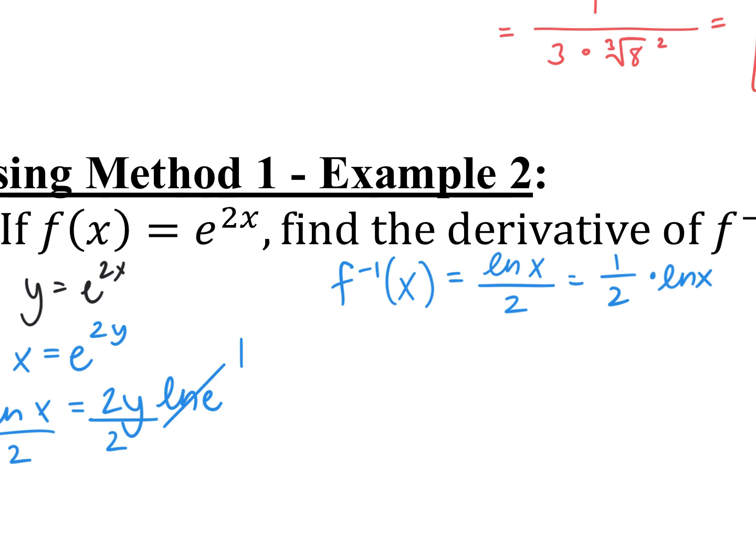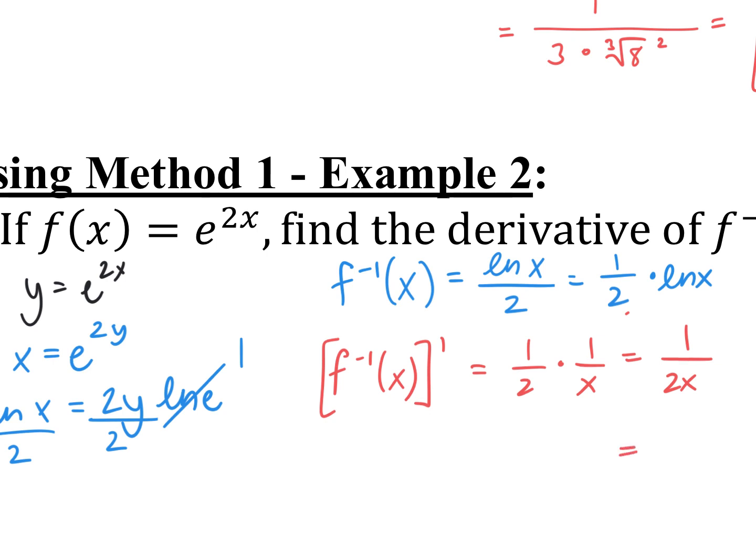So now I have the inverse. I want to find the derivative. So I need to find the derivative of that function. Well, what's the derivative of natural log of x? 1 over x, right? And this coefficient, just that number, stays with it. So it's actually going to be 1 over 2 times 1 over x, which just equals 1 over 2x. So that is my inverse derivative function. And if I'm evaluating at 3, I can plug in 3, and I get 1 over 6.